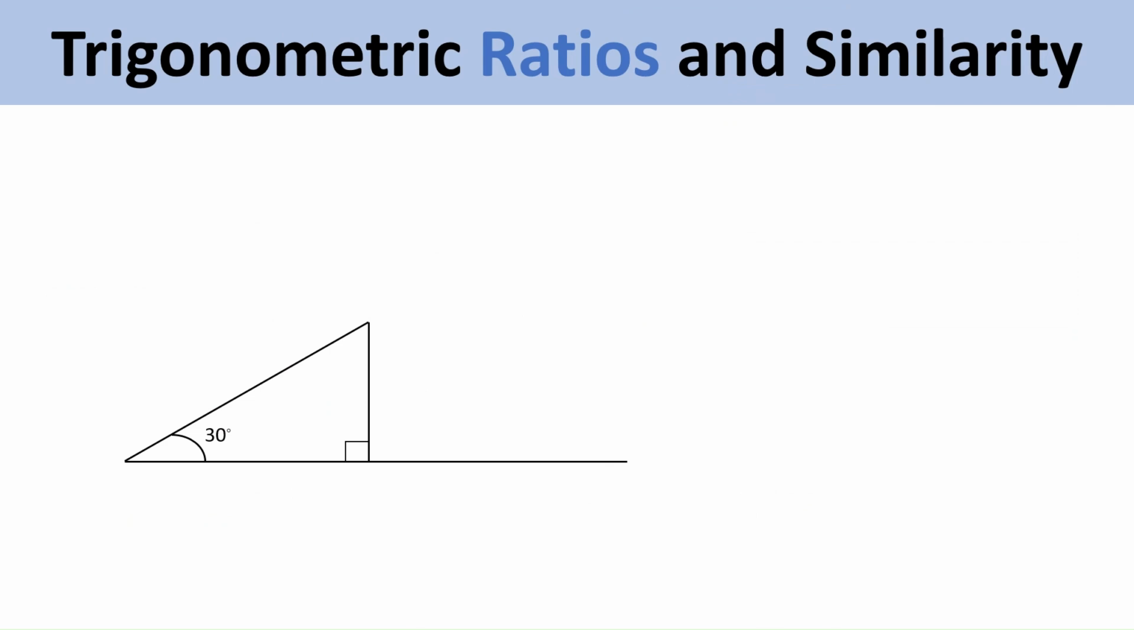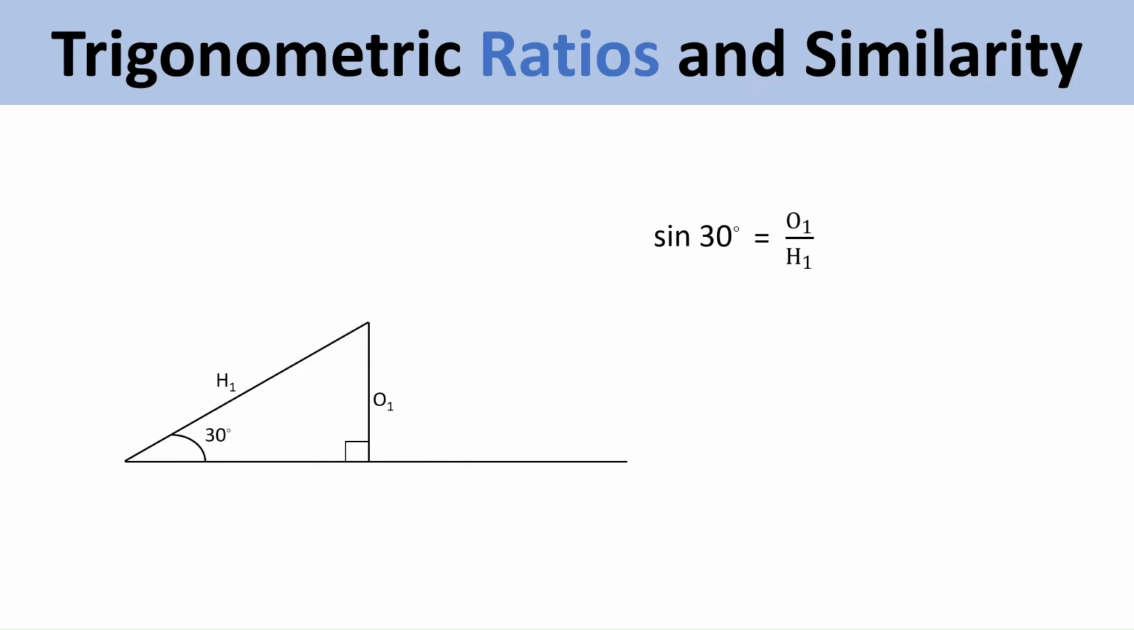Consider this right-angled triangle with reference angle of 30 degrees. If I want to find the ratio sine 30 degrees, I would first need to find the length of the opposite side, O1, and the length of the hypotenuse, H1. Then, sine 30 degrees would be equal to O1 over H1.